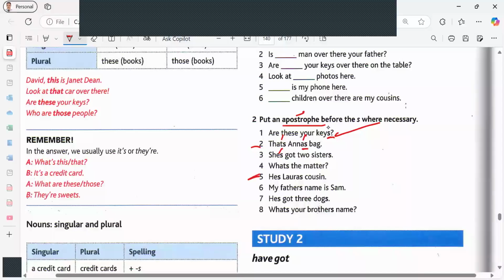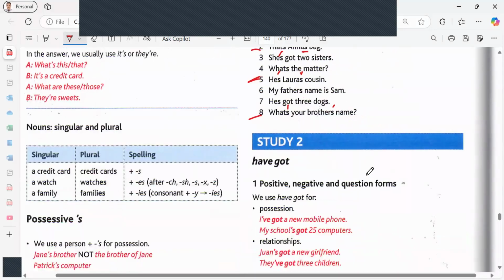What about 5? Yes, we put it between the E and the S. His. Yes, his. Laura's cousin, and Laura's also between the A and the S. Well done. The last question, 8. What's your brother's name? We put it between the T and the S. And your brother's, between the R and the S. Yes, that's it. Well done.